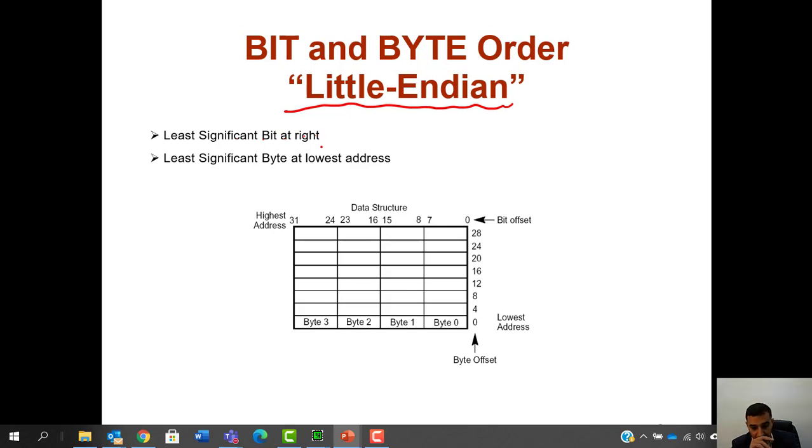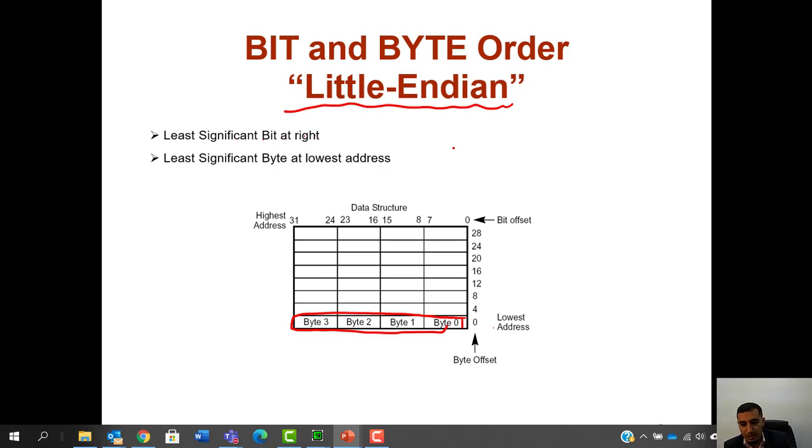Now, if I'm going to save data, we have byte 0, byte 1, byte 2, byte 3, and so on. These are the addresses, and this is your memory. The least significant byte is stored at the lowest address.